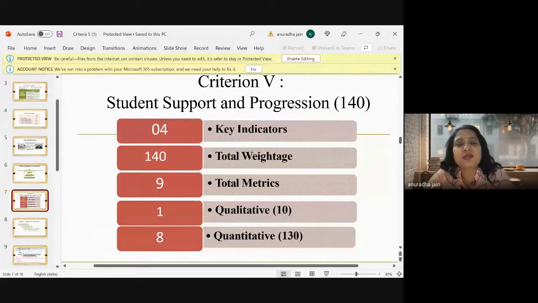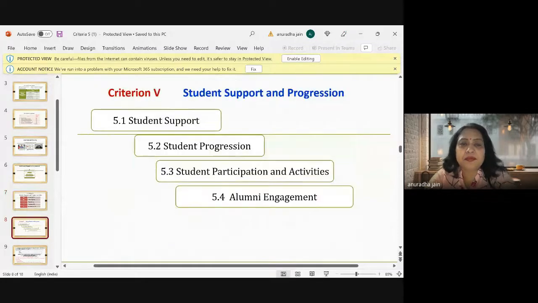And the student is the center point of any educational institution. They are the main stakeholder. And student support and progression, therefore, is very, very important, because all activities of any educational institution are done for the students only, for the benefit of the students. So we have to be very, very careful. We have to prepare a lot of data, all supporting documents for this criterion, whose weightage is 140.